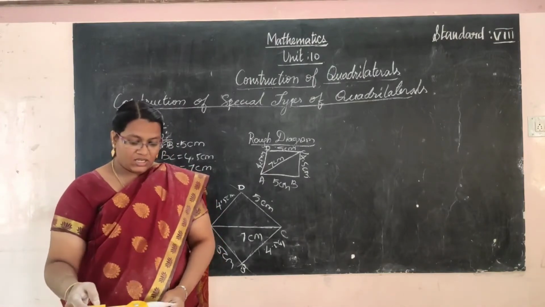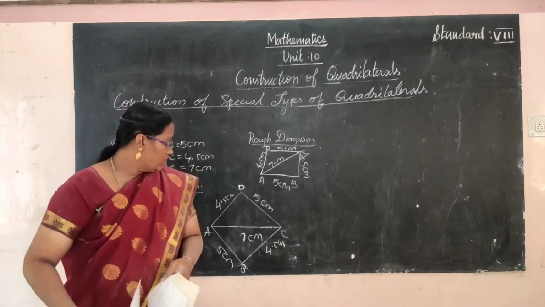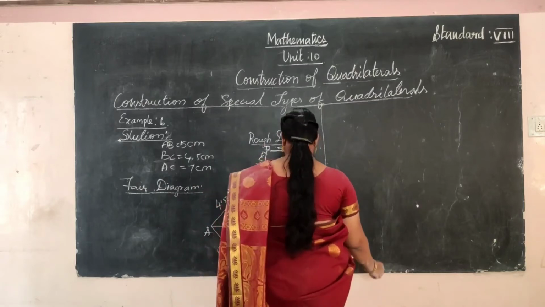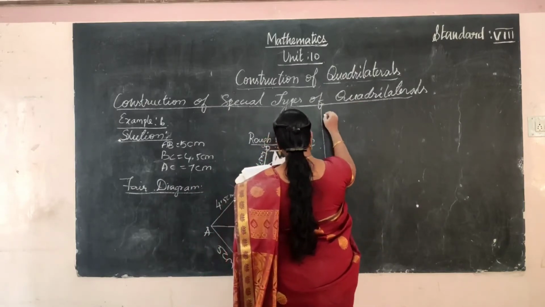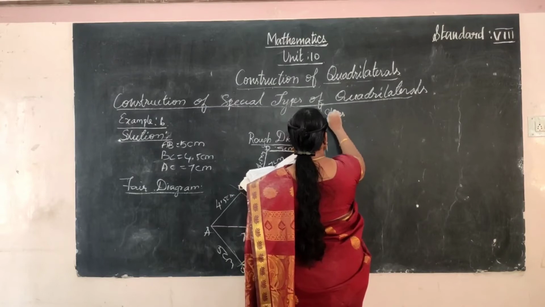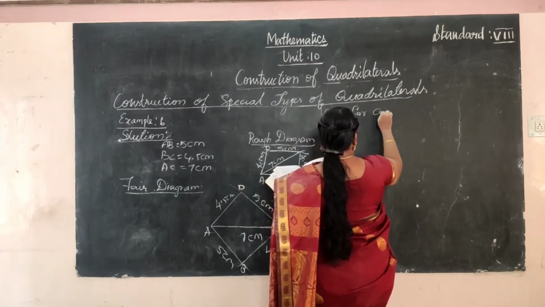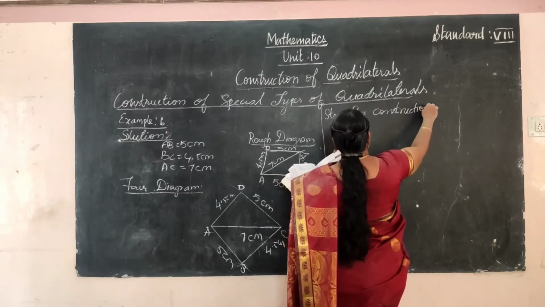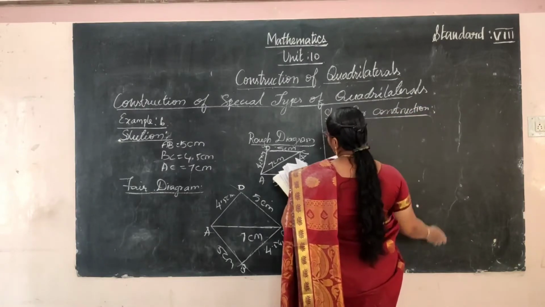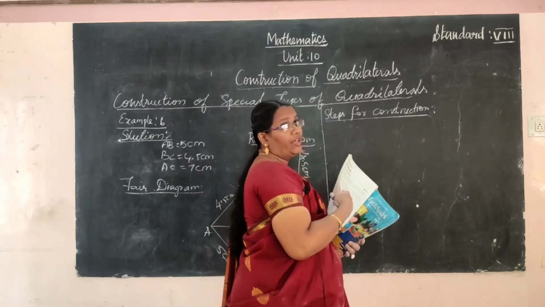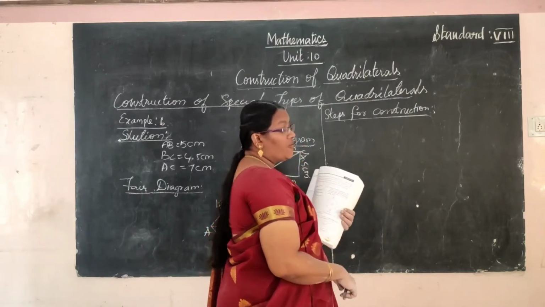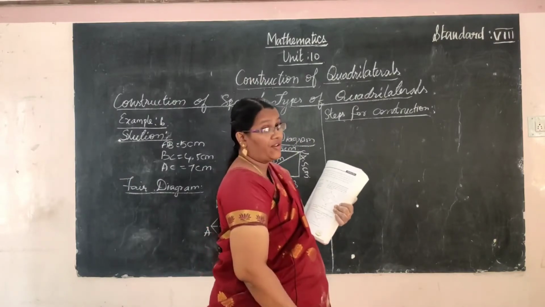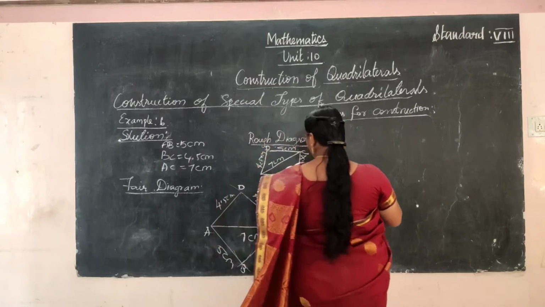Now write the construction. Okay. Steps for construction. Don't forget, after the fair diagram you should write the steps for construction below the fair diagram only. No need to write on a new page or another page or the left side of the page.